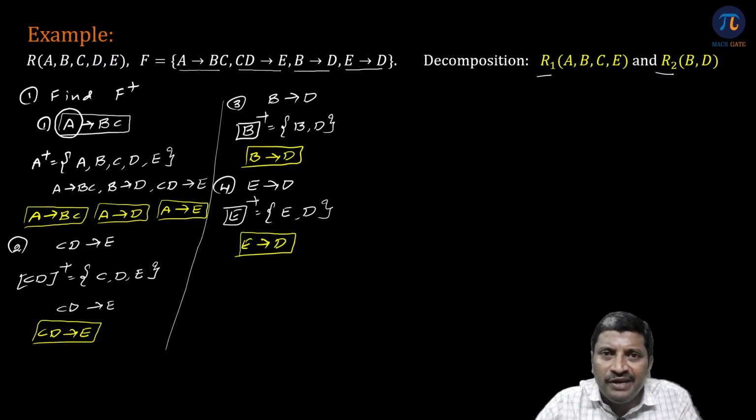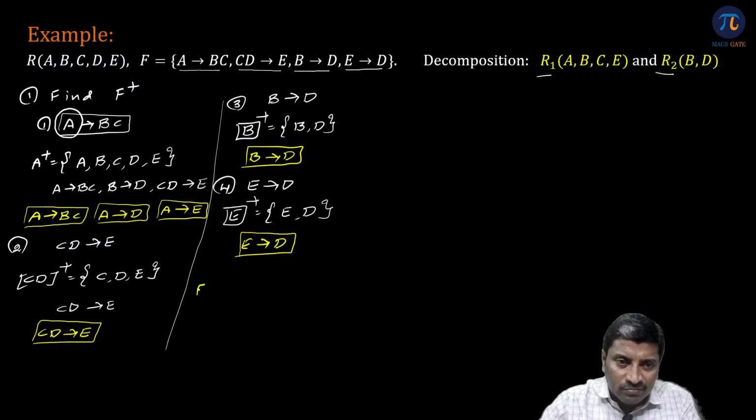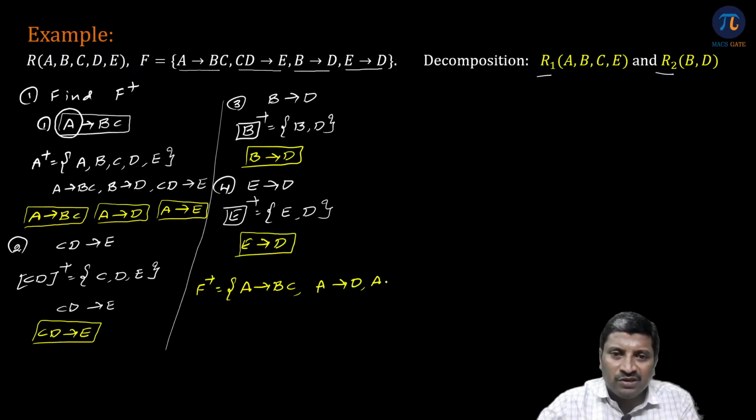So these are the valid non-trivial FDs because we are not considering trivial FDs. Trivial FDs will always hold in any set of FDs. So that's why we are not considering trivial FDs. So what is the F closure? The F closure is, the first one is A implies BC. The second one is A implies D. The third one is A implies E. Then we have CD goes to E, right? Then we have B goes to D.